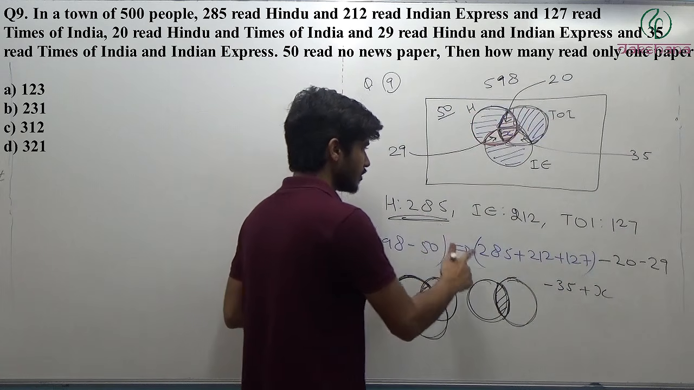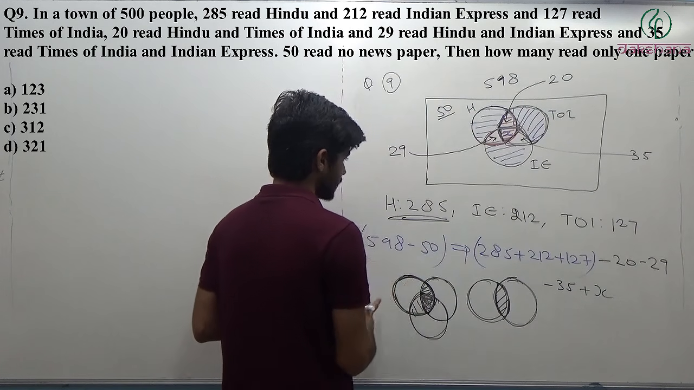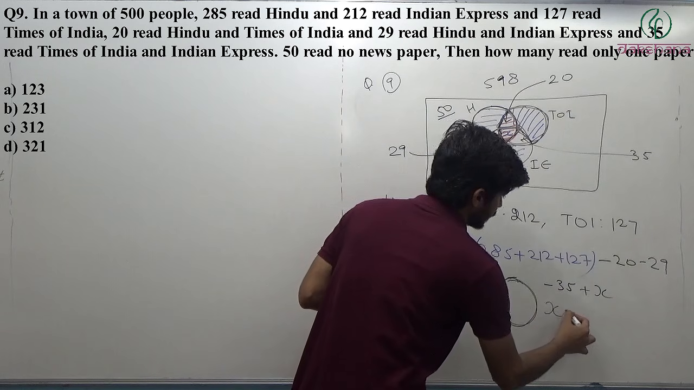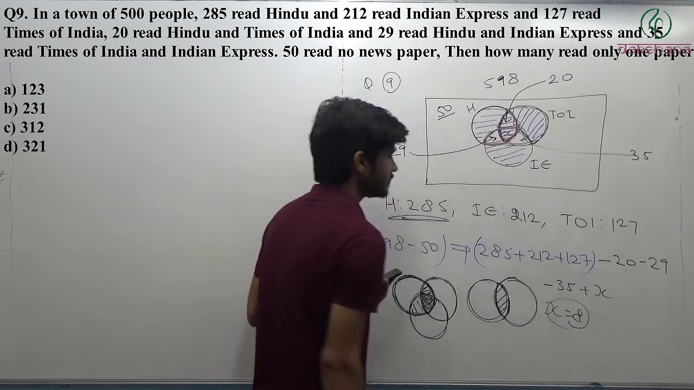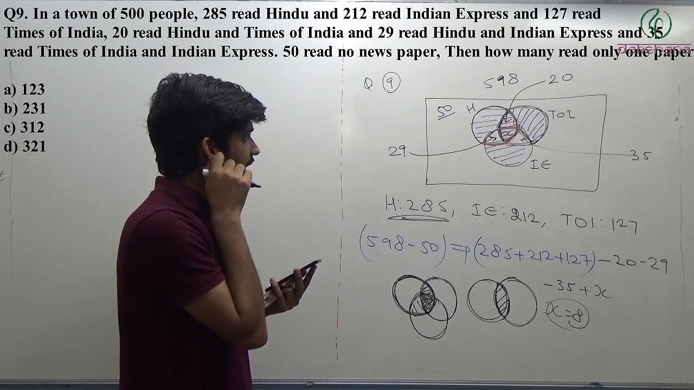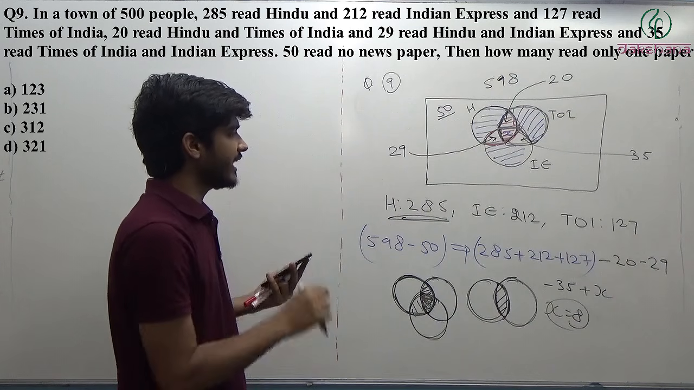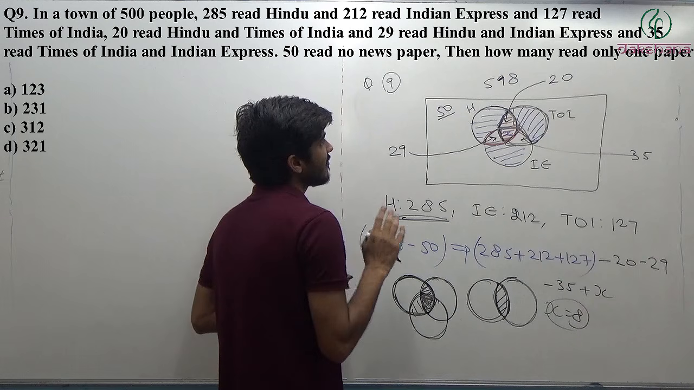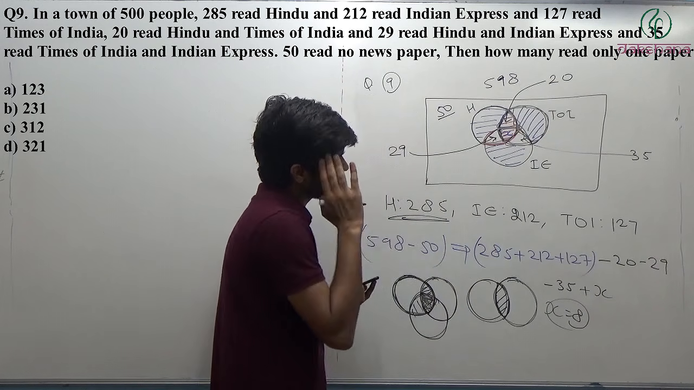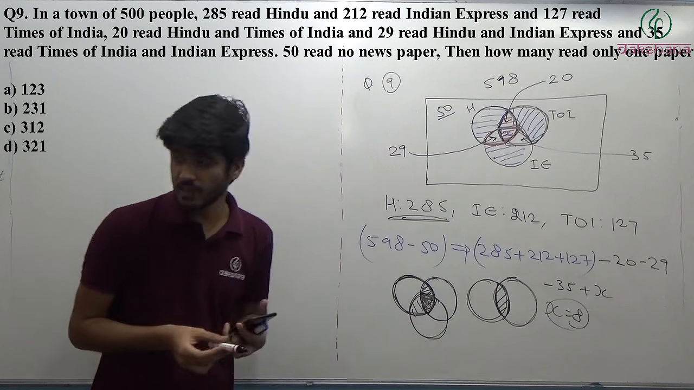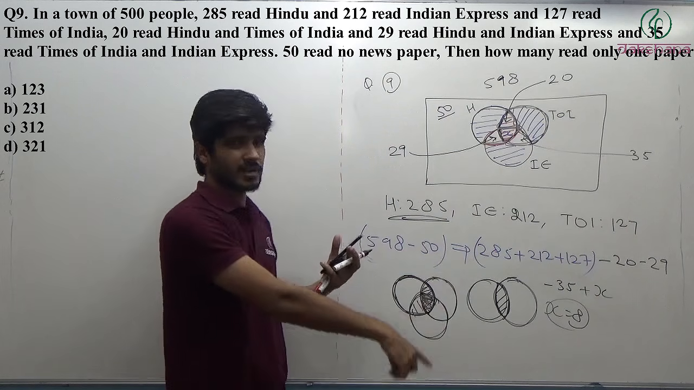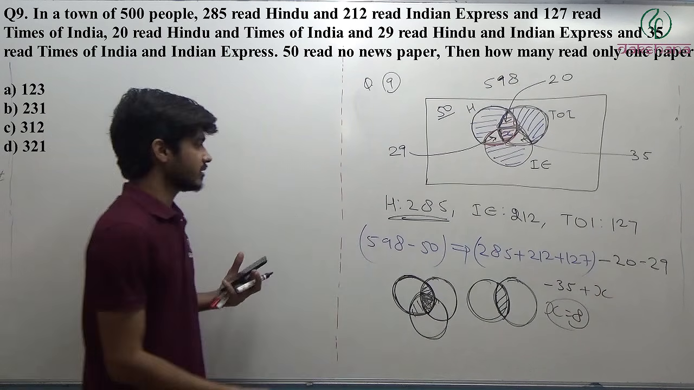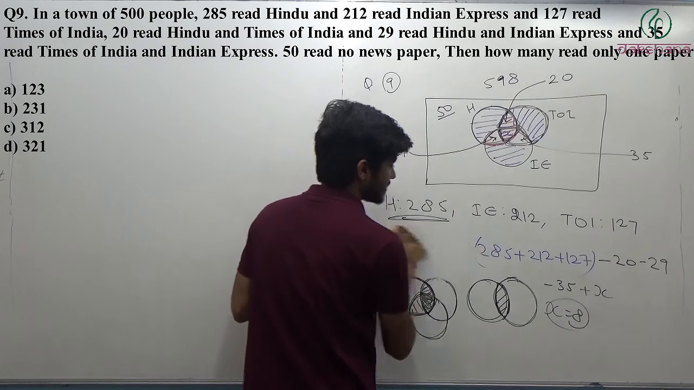Now if you solve this equation, you will find X would come out to be 8. So if X is 8, now you can easily find out the people who are reading exactly one newspaper. How? You can solve this particular equation, I'm sure about that. So I'm not going to solve it. So X is 8.